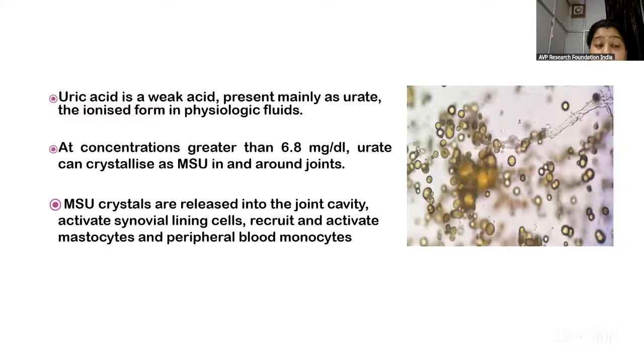Urate can crystallize as MSU in and around joints. MSU crystals are released into the joint cavity, activate the synovial lining, and recruit and activate the mastocytes and peripheral blood monocytes. So, in short, whenever your serum uric acid level is high, it leads to the formation of crystals called MSUs. These MSUs get accumulated in your joint spaces, thus activating a series of inflammatory reactions.